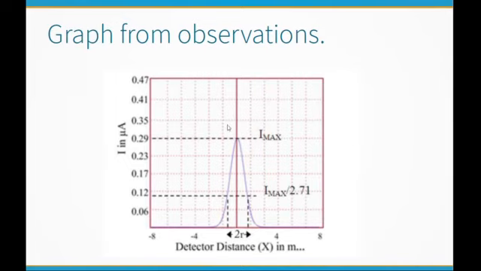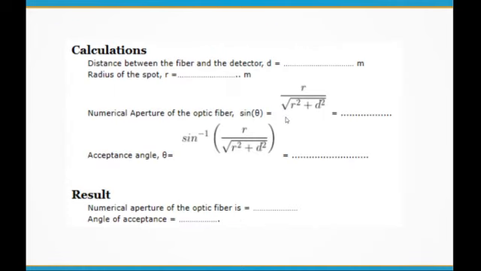So we obtained the graph, and from the graph, what we have to do next is record the maximum value and Imax by 2.71. So we have to mark these points. We have to take this point and this point. From these points of intersection, we have to obtain the points on the x-axis. The distance between these two points is 2r, where r is the radius of the spot received at the detector point. After obtaining all these values, we use this calculation for calculating the numerical aperture and the acceptance angle.